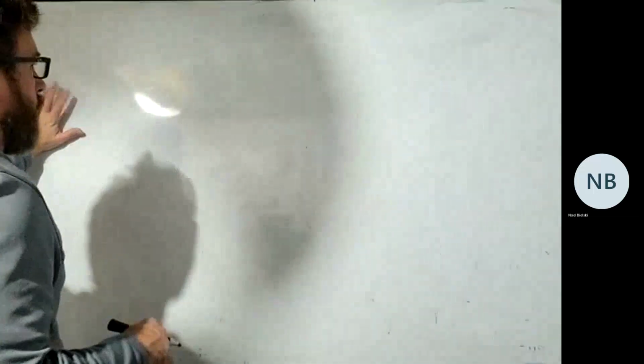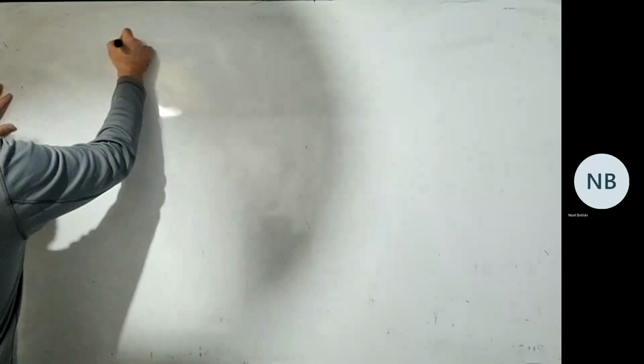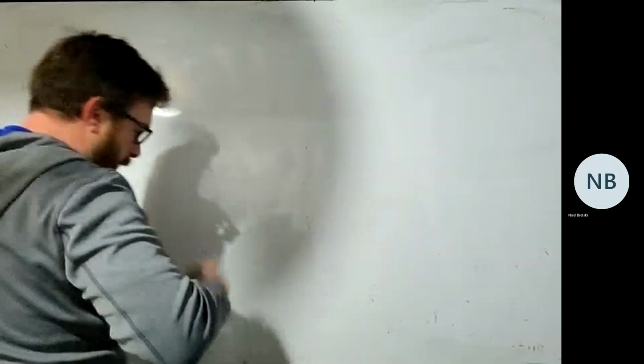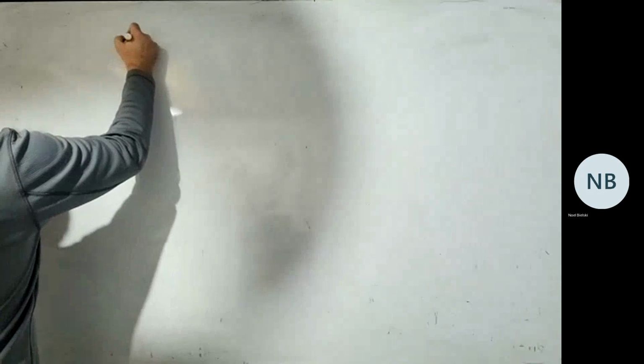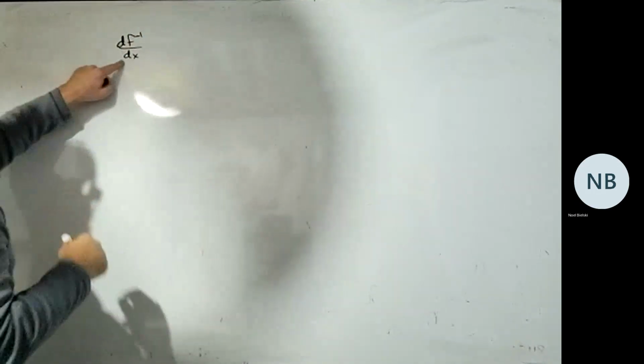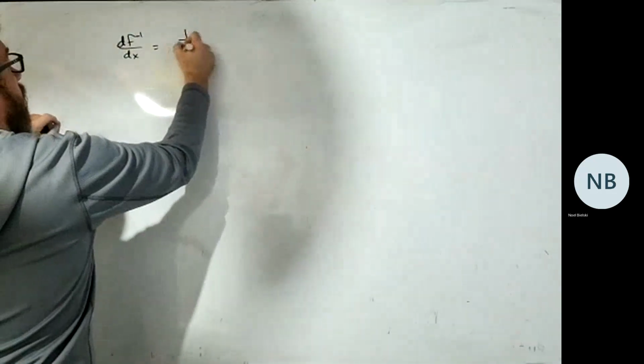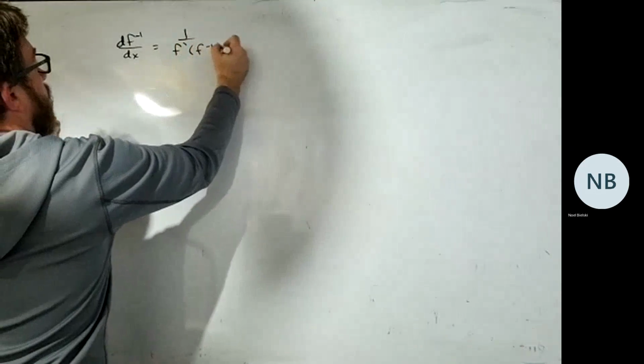The first question that we ask is how to find the derivative of an inverse trig function, and we know how to do that by using the derivative of the inverse. So if I want to find the derivative of f inverse with respect to x, this is equal to 1 over f prime of f inverse of x.